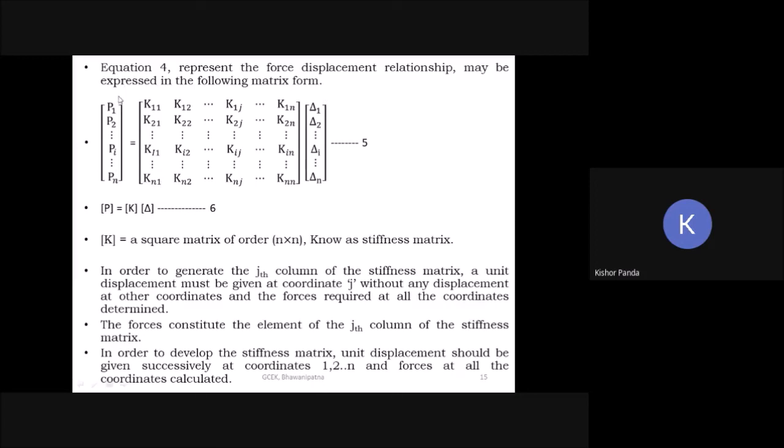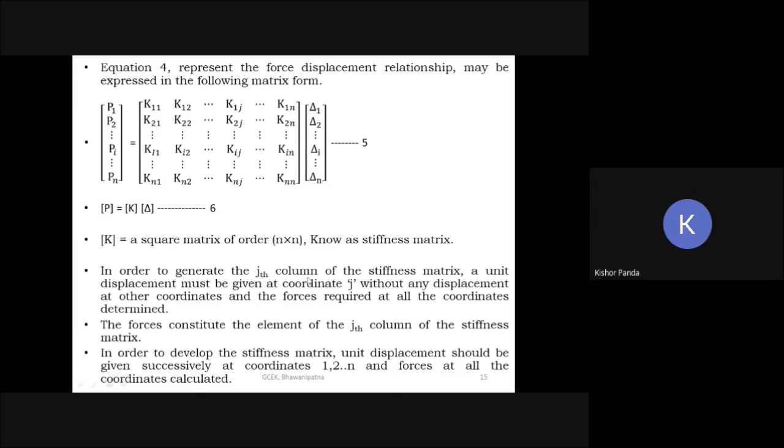So you can denote the force matrix by P, the stiffness matrix by K, and the displacement matrix by delta. So P is equal to K into delta. K is a square matrix of order n into n, known as the stiffness matrix. You can write the stiffness matrix in this manner: K11, K12, K1j, K1n; K21, K22, K2j, K2n; Ki1, Ki2, Kij, Kin; Kn1, Kn2, Knj, Knn. So this is the n into n square matrix.